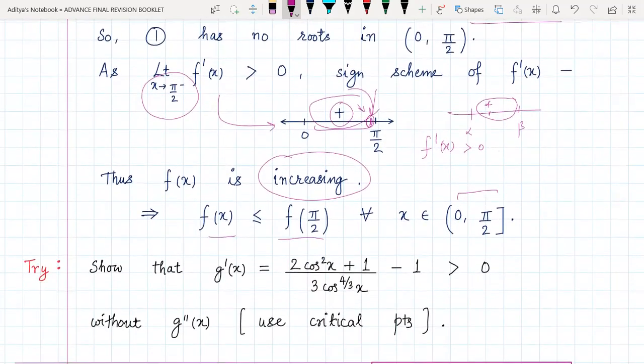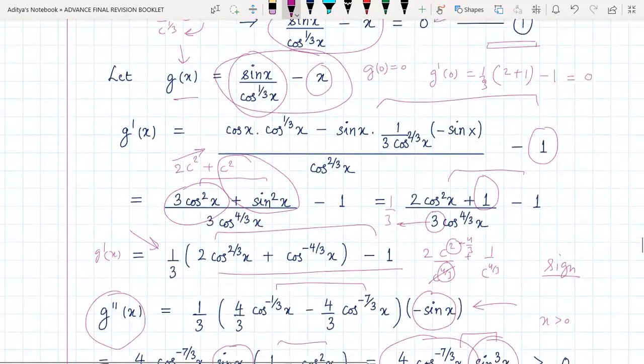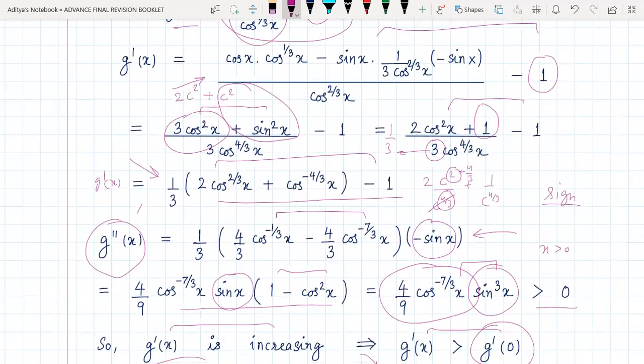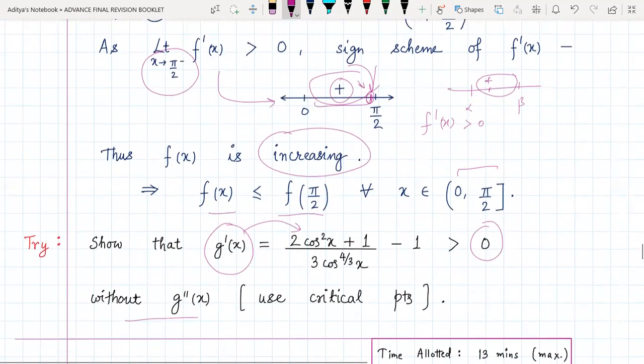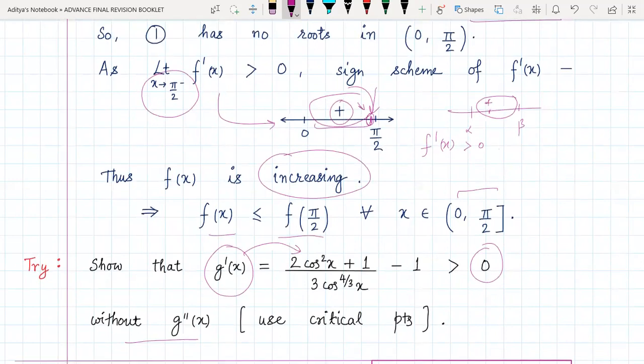Now, what you can try yourself is to show that g prime x, which is basically this equation, is always greater than 0 without resorting to finding g double prime x. So right now what we have done is we have found g double prime x, shown it to be greater than 0, and then said that g prime x will always be greater than 0, like here we have shown, right? But try to show it without using g double prime x.